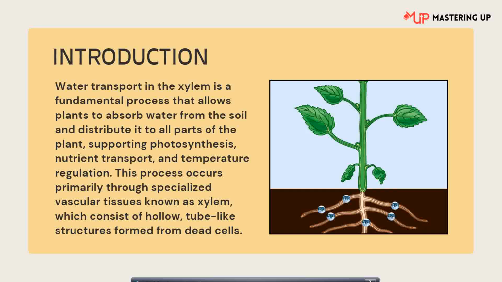This process occurs through a specialized vascular tissue. There are two types of vascular tissue, xylem and phloem. For water transport, xylem is the major specialized vascular tissue, and it consists of tubes formed from dead cells. Actually, living cells are also present in xylem, but the main water conduction happens through the dead cells.